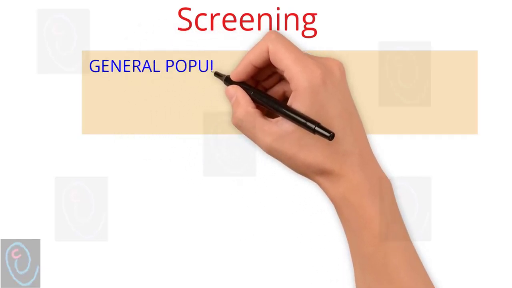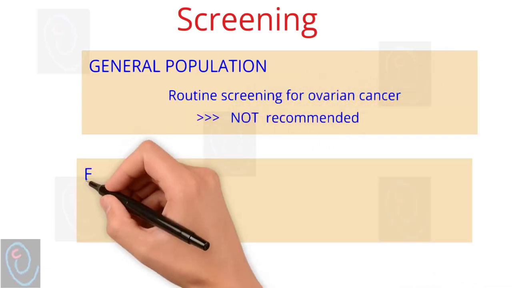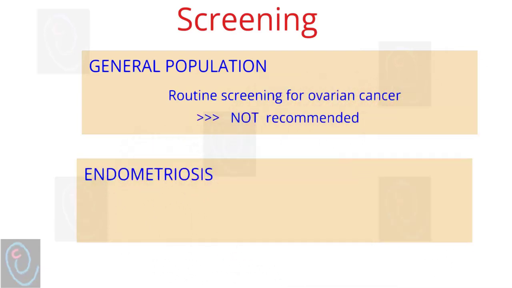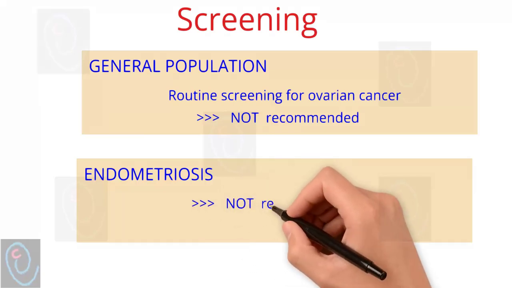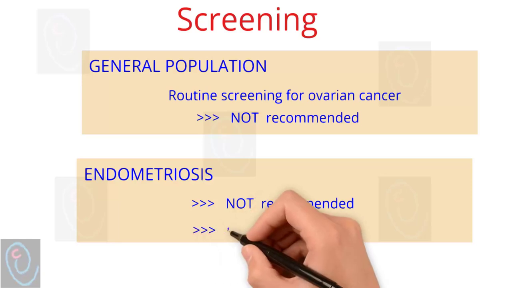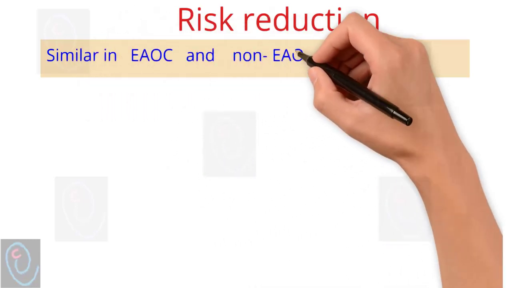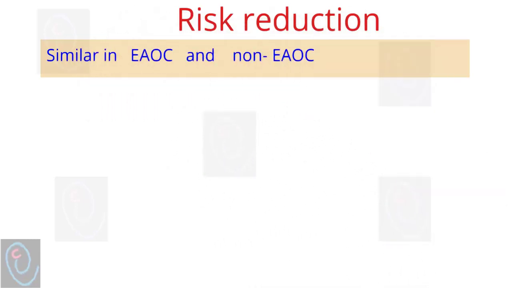Regarding screening, routine screening for ovarian cancer in general is not recommended in the general population. طيب بالنسبة للحالات اللي عندها endometriosis واحنا عارفين ان الريسك دبل من 2% بقى 4%، هل التوصية دي بتختلف؟ بنقول لا. Similarly, screening for ovarian cancer in women with endometriosis is not recommended, as there is no evidence to show its effectiveness.